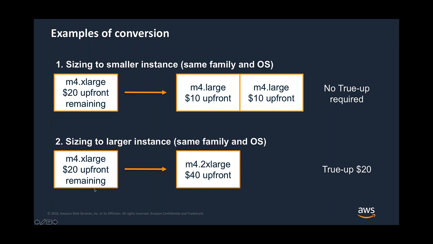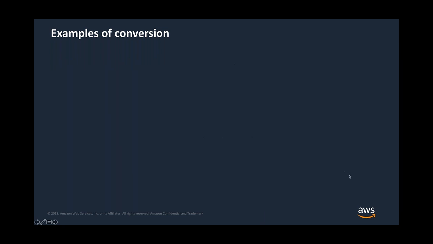Here's an example of where there is a true up cost, and that's from going from an X large to a 2X large on the M4 family. So we compare the $20 upfront to the $40 upfront, and we have a $20 delta.